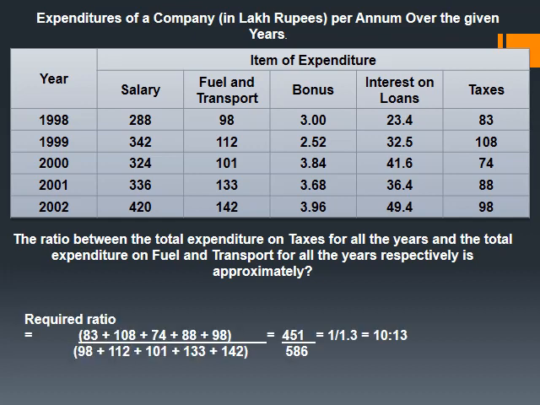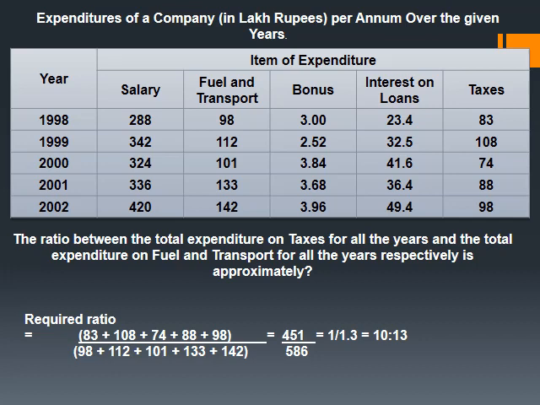So for the ratio, we take the expenditure on taxes, 83, 108, 74, 88 and 98. You total that, divide by the expenditure on fuel and transport, and we get a ratio that is 1 divided by 1.3, that is, if you multiply by 10, it will be 10 by 13. Or we can say 1 is equal to 1.3, or 10 is equal to 13, all the same. So that is the ratio.